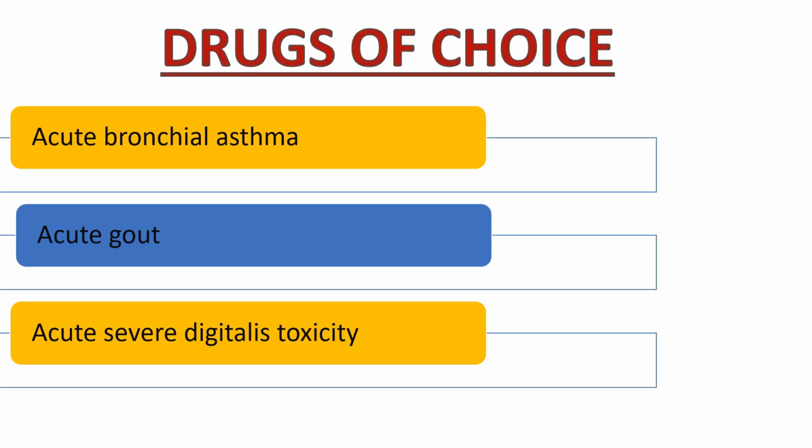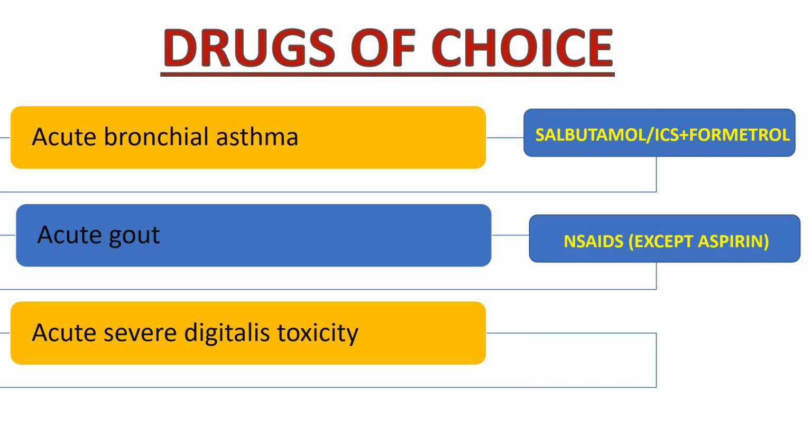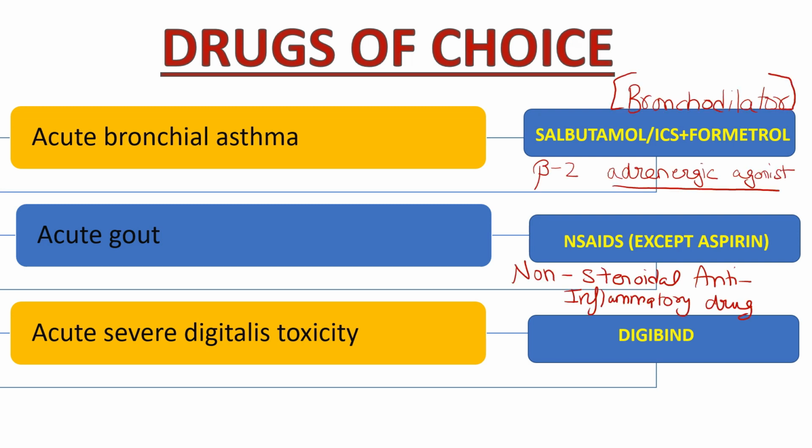So here we begin. For the first case, acute bronchial asthma, we will be using salbutamol or formoterol. Salbutamol is a beta 2 adrenergic agonist and it will be used for bronchial asthma. Next, for acute gout, we will be using NSAIDs, that is non-steroidal anti-inflammatory drugs. All drugs we can use except aspirin. And for acute severe digitalis toxicity, we will be using digibind. Salbutamol is also known as a bronchodilator and it is a beta 2 adrenergic agonist.